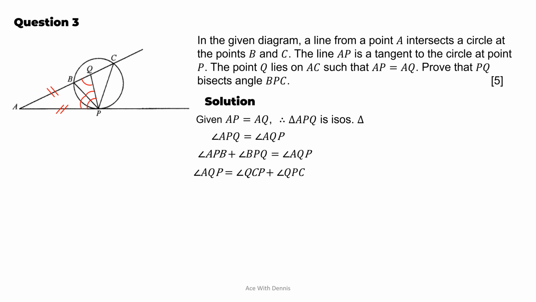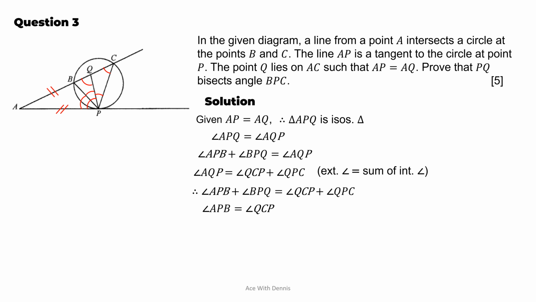Next, angle AQP is also equal to angle QCP plus QPC, which is this angle and this angle, because the exterior angle equals the sum of interior angles. Hence, we equate the equations, which we get angle APB plus angle BPQ equals angle QCP plus angle QPC. From the diagram, we also can say that angle APB equals angle QCP, this angle equals this angle, because of the alternate segment theorem.